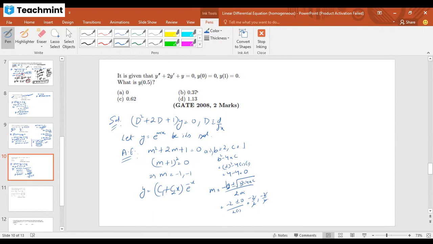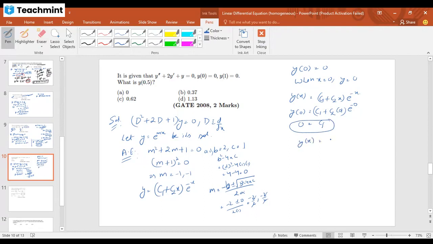Now we are given here the boundary conditions. So the first boundary condition is y of 0 equal to 0, meaning when x equal to 0, y equal to 0. So we are assuming y of x as (c1 plus c2 x) e power minus x. So y of 0 means c1 plus c2 into 0 into e power minus 0. So 0 equal to c1. So what do we have? We are left with y of x equal to c2 x e power minus x.